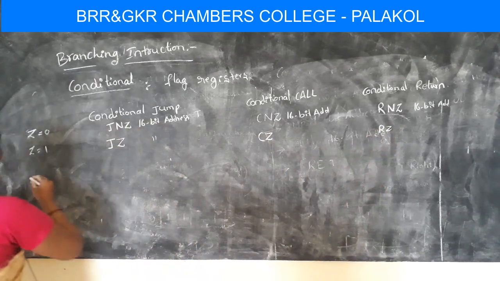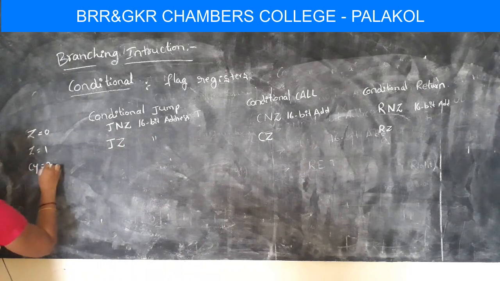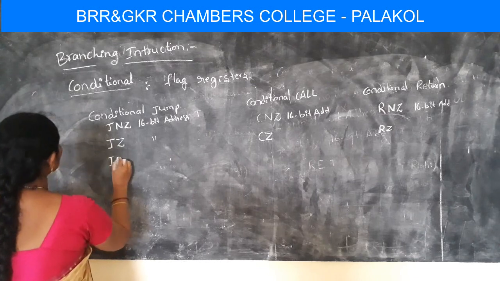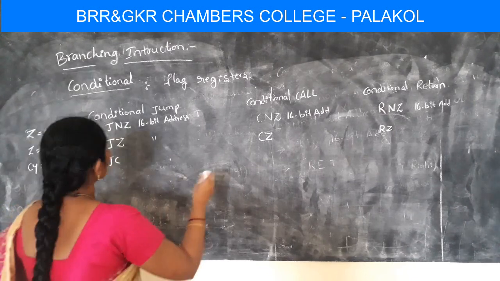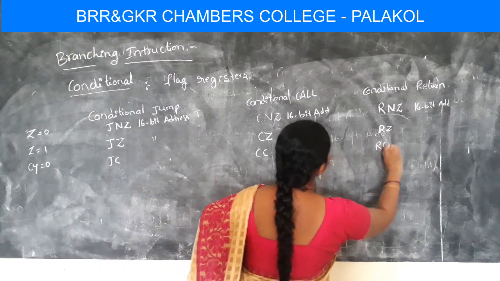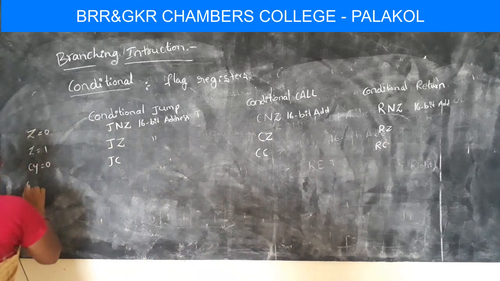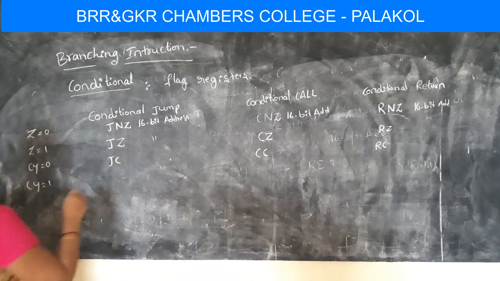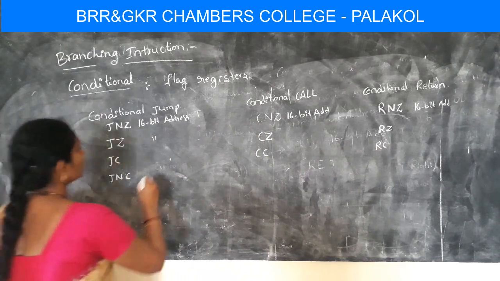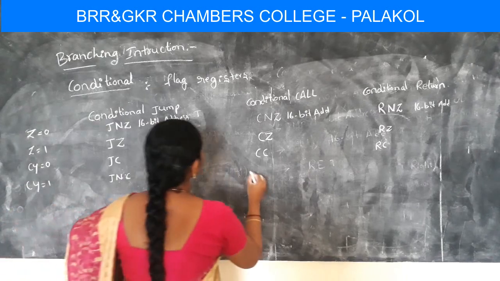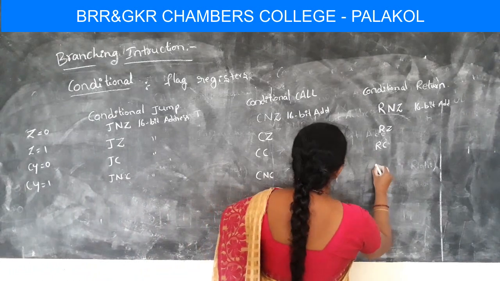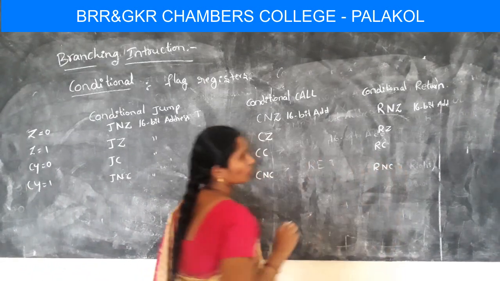And after that the carry flag. Here the carry flag equal to 0 is nothing but jump carry, next call carry, and return carry. Next CY equal to 1 is nothing but jump no carry. This is also a 16-bit address. Here also call no carry, and return no carry.